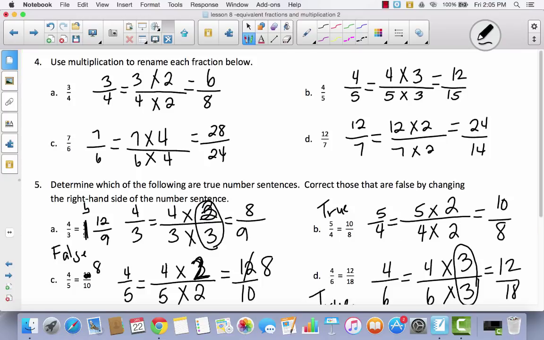Okay, so today we worked a little bit more on finding equivalent fractions using multiplication. This is a continuation of what we did in lesson 7. The only difference is we worked with numerators today that were not unit fractions. They were not just 1. We chose numbers that were greater than 1, and it was still the same. You just have to multiply the numerator and the denominator by the same number to come out with an equivalent fraction.